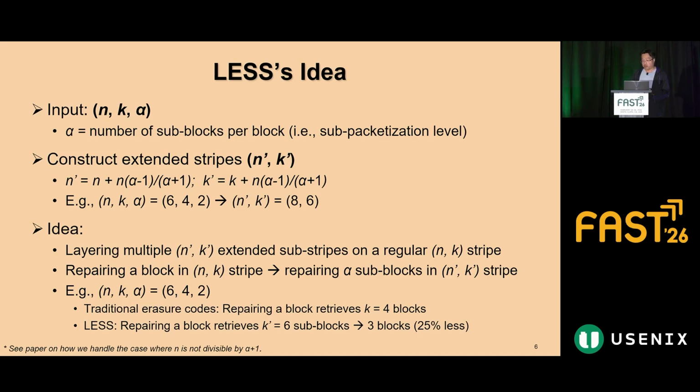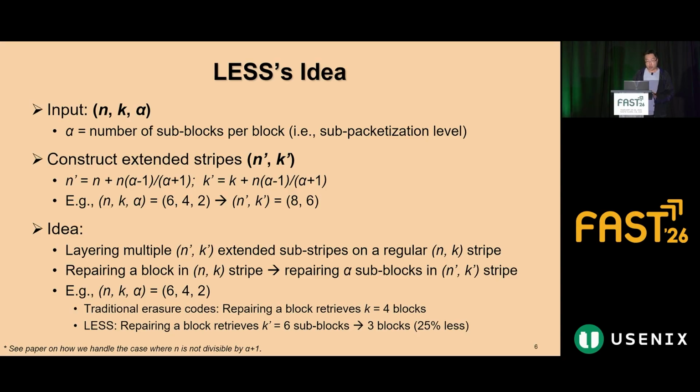So the idea is you have three parameters now, N, K, and also alpha. Alpha is the subpacketization, the number of subblocks per block. So the idea is to construct an extended stripe N prime, K prime, where N prime and K prime will be larger than N, K given by this formula. So for example, if N, K, alpha is set to 6, 4, 2, we will have N prime, K prime equal to 8 and 6. Now notice that here I assume that N is divisible by alpha plus 1, but in our paper we address the case when N is not divisible by alpha plus 1. So we can actually address any alpha between 2 and N minus K.